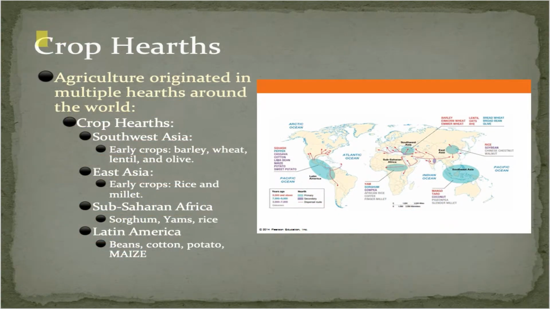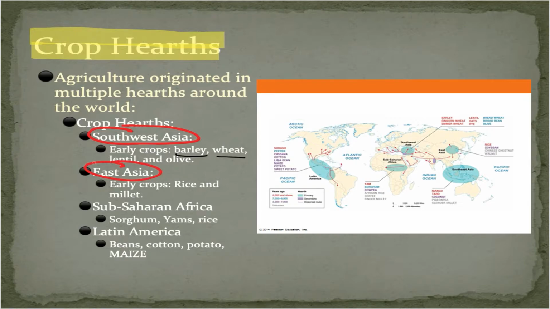To understand the origin of agriculture more closely, it is important to note where all these crops actually originated. And so we will see that in Southwest Asia, we see the origins of barley and wheat, two crucial ones. In East Asia, we see rice, especially. That's one of the crucial ones for your FRQs. Sub-Saharan Africa, again, we have yam, sorghum, and rice.